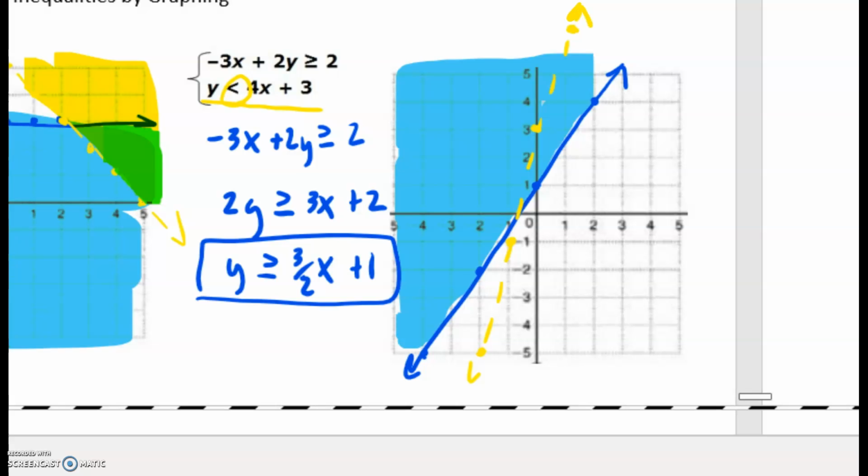And this one I want to shade below it. It's kind of hard to tell, but this line is slanted a little bit to the right. So this would be below the line, and this would be above the line. I want to shade below because it's a less than, so I'm going to be shading to the right of this line.